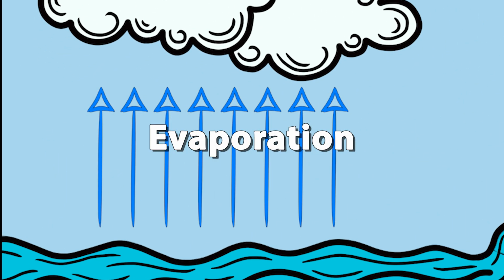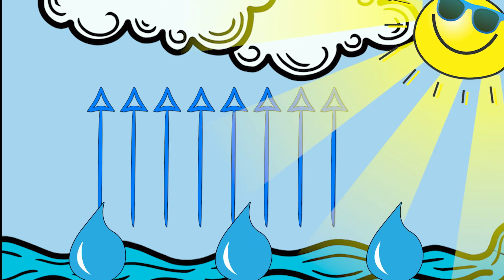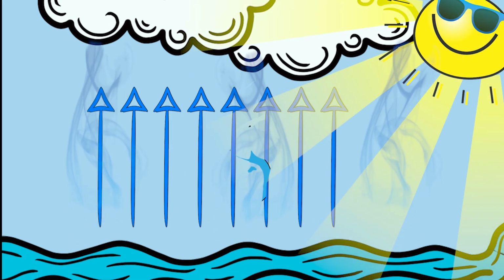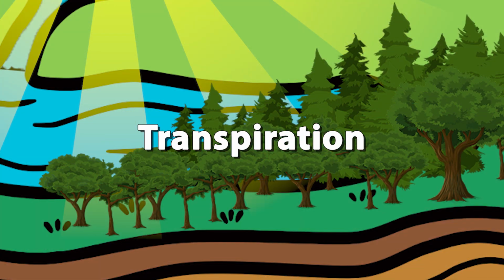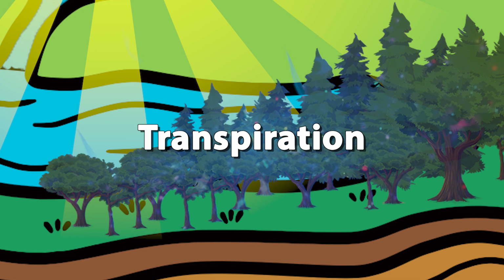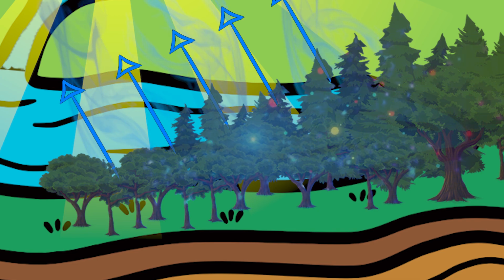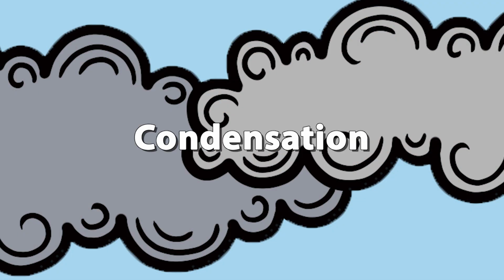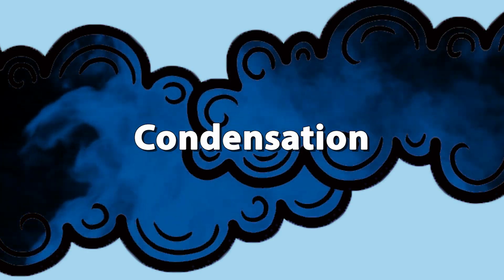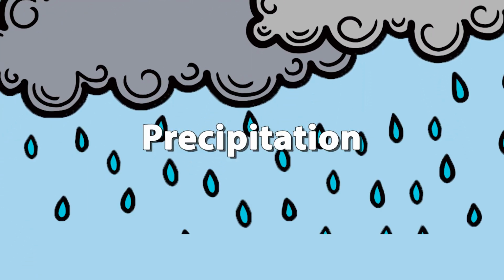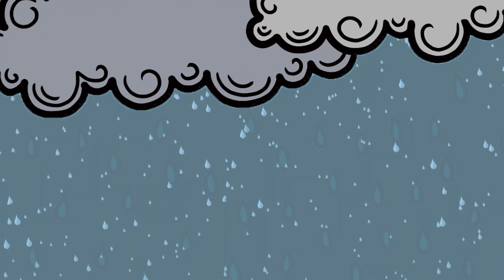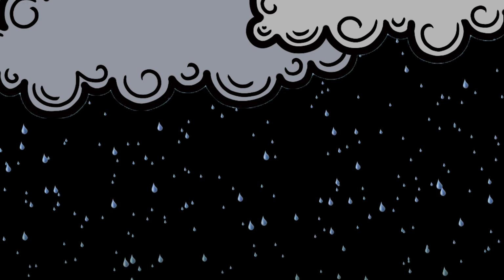Evaporation is when our surface water is heated by the sun and changes into a gaseous vapor state. Transpiration is when water within the plants is heated and evaporates through the openings in the leaves. Condensation converts water from a gaseous vapor state into liquid water. Precipitation returns this liquid water to the surface as rain, snow, hail, and more.